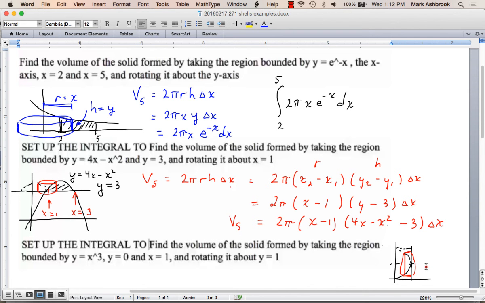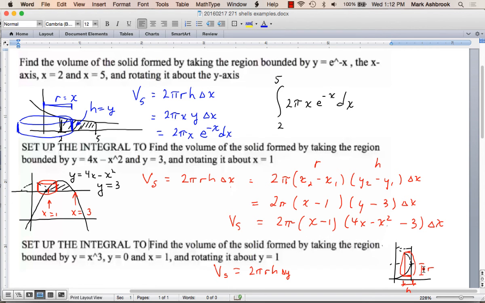That's the worst shell I've drawn all day. Okay, and so our radius is from here to here, and our height is from here to here. Everyone see that? So the volume of the shell is 2 pi r h delta y.